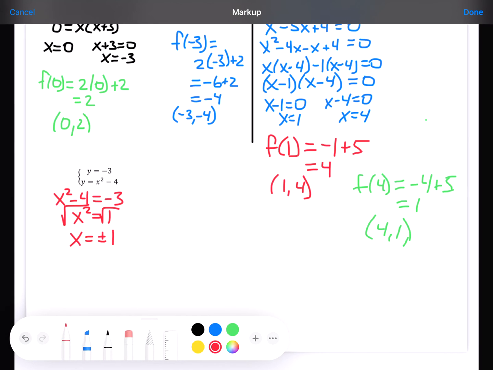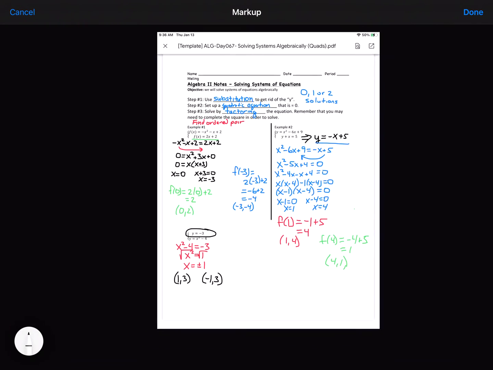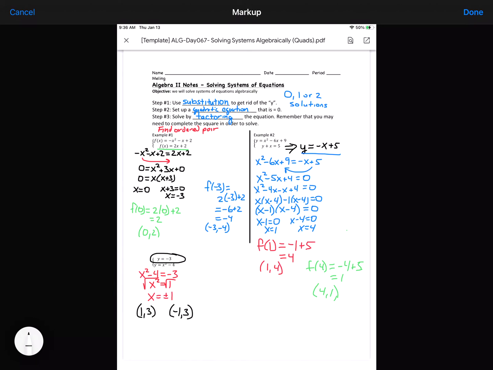So, and then when I look at y equals negative 3, there's no x value in there. So my two solutions would be 1, negative 3, and negative 1, negative 3. Quite simple. So that is solving systems of equations with a quadratic equation involved.